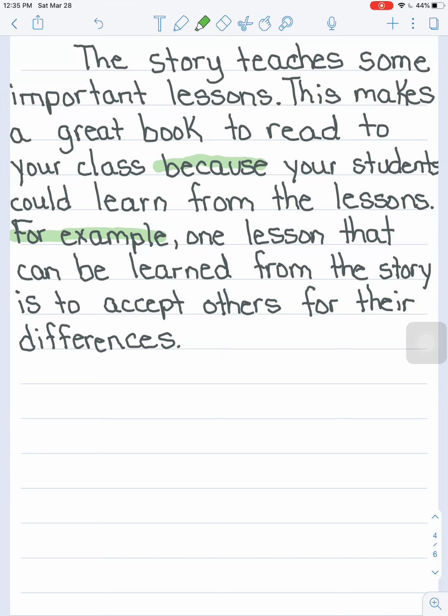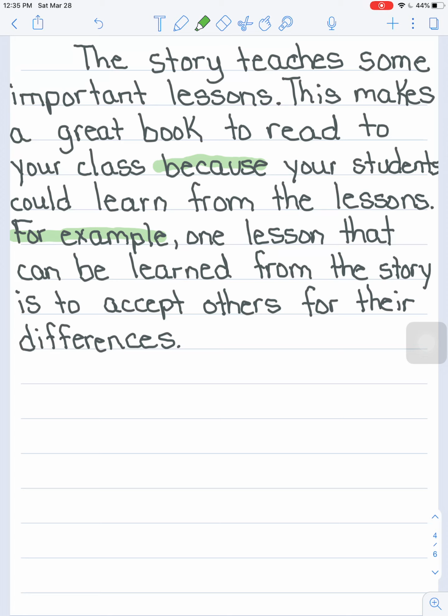So again, pause the video and write your second paragraph about why you really liked your book, and remember to indent, and also remember to use those special words because and give an example of why you enjoyed the story.